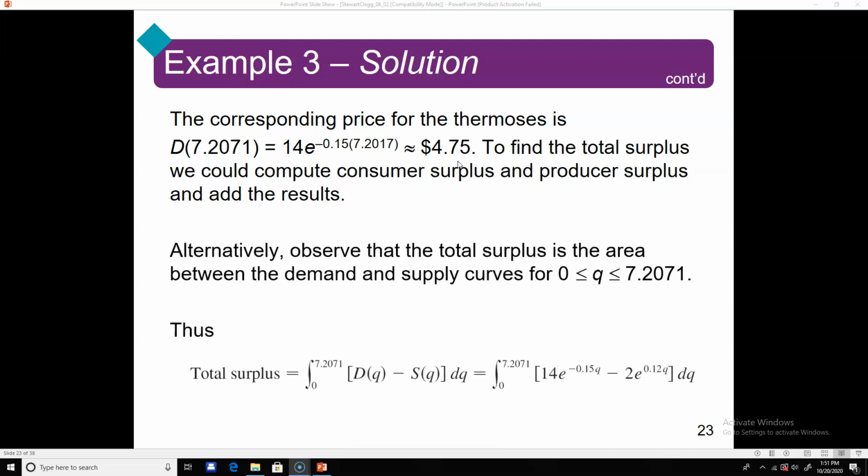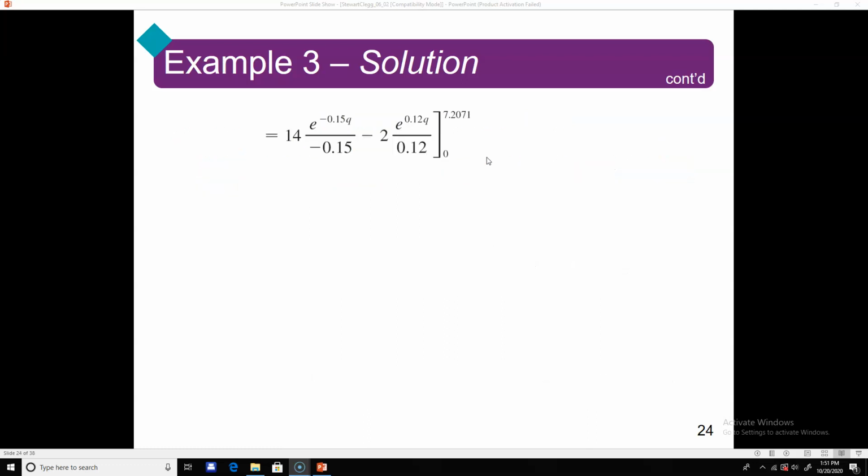So, again, we integrate from 0 to 7.2, subtract the curves, and then remember the integration rule for e to a constant times a variable. We just divide by whatever the constant is. So the first term will be dividing by negative 0.15, and the second term will be dividing by 0.12. And again, we're dealing with exponentials here, so when we plug in 0, the terms do not go away, right? e to the 0 is going to end up being 1. So we do need to plug in 0 and then subtract that quantity. So plug in the top number for Q, and then subtract what you get when you plug in 0 for Q. And we'll see the numbers that we get there.